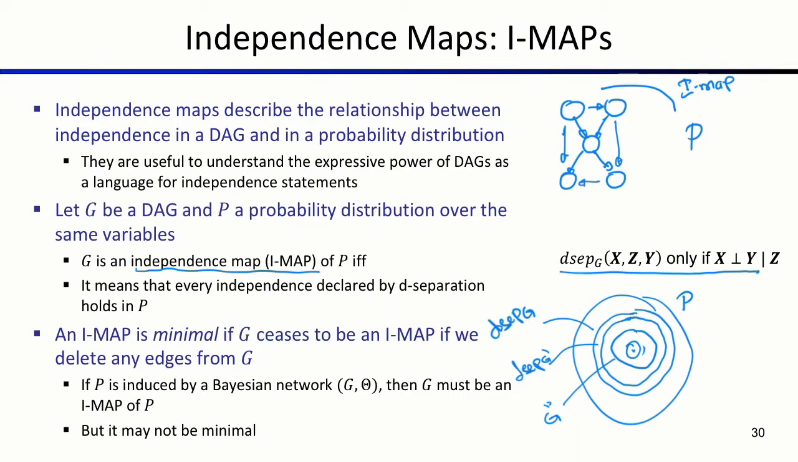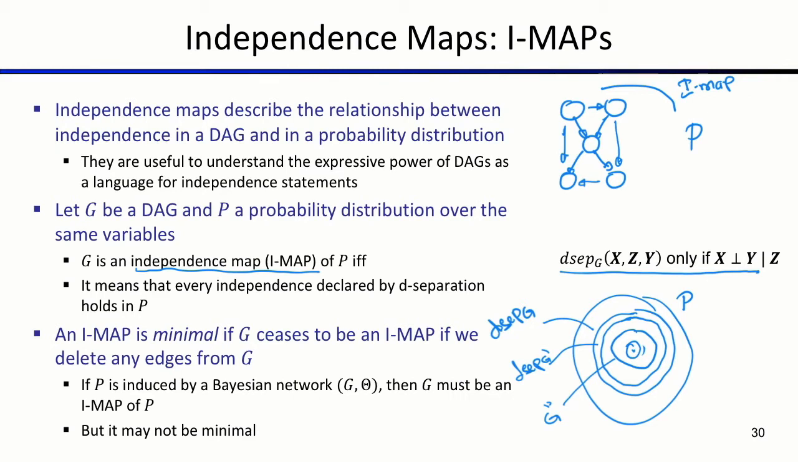So we would like to have a graph that is as sparse as it can be. So just saying that a graph is an IMAP for a distribution is not enough. We would like to have something else that would tell us that, okay, this graph is an IMAP, so it can be used to represent this probability distribution, but this is the sparsest that we can get. And this idea comes with the minimal IMAP.